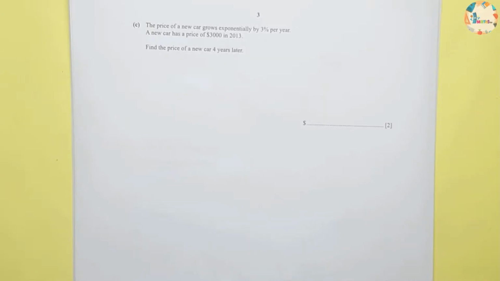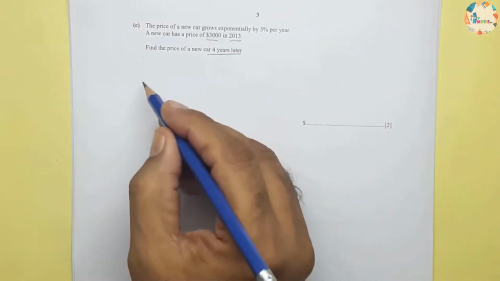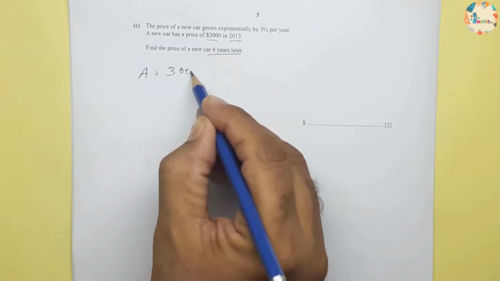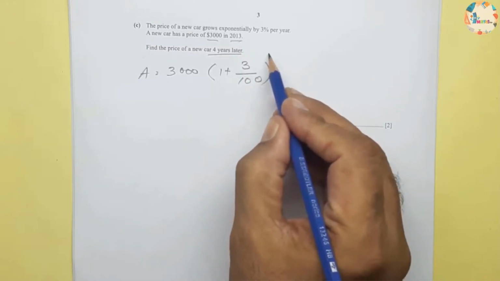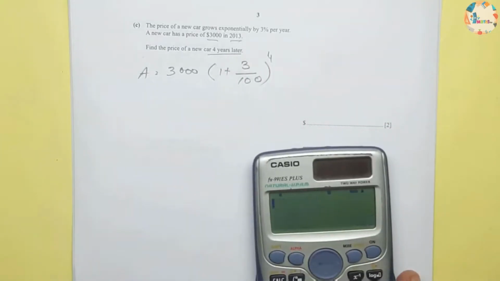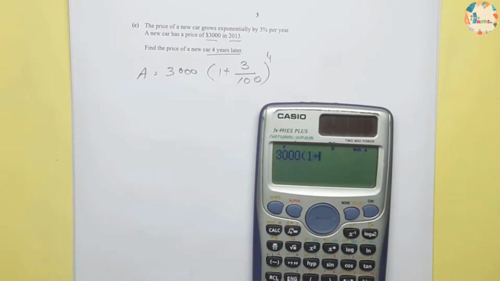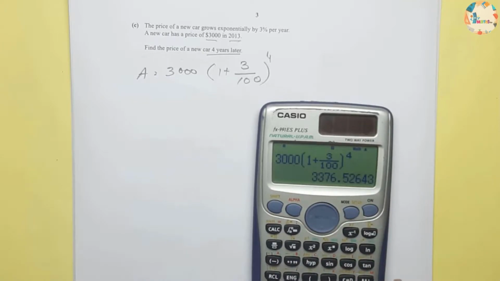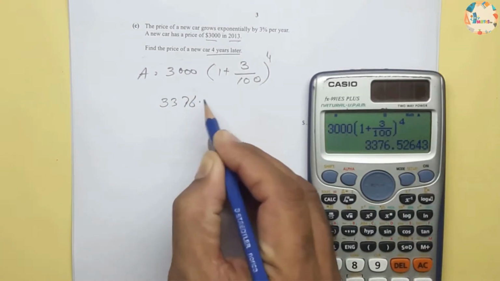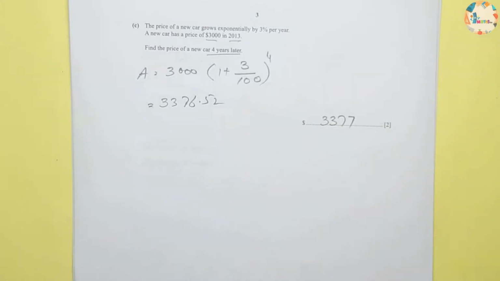C part, the price of a new car grows exponentially by 3% per year. A new car has a price of 3000 in 2013. Find the price of a new car 4 years later. So the amount will be equal to the principal amount, which is 3000, times 1 plus rate 3% over 100, and the duration will be 4 years, so raised to the power 4. This is 3000 times 1 plus 3 divided by 100, raised to the power 4, which is equal to 3376.52, and we can round it as 3377. This will be our answer.